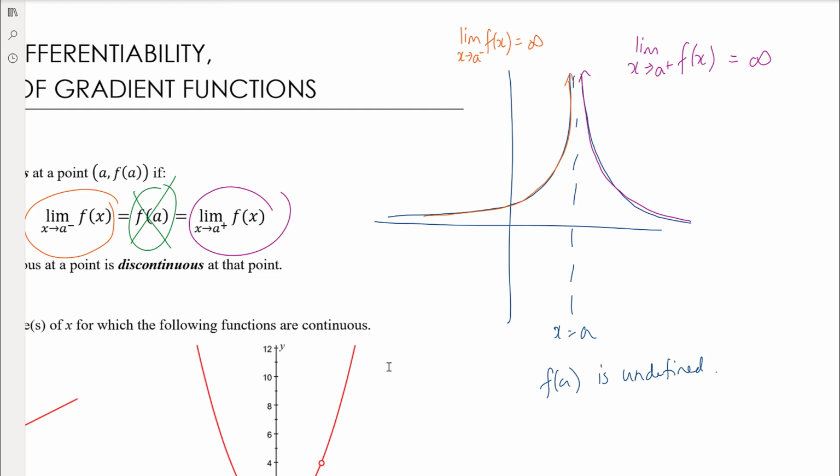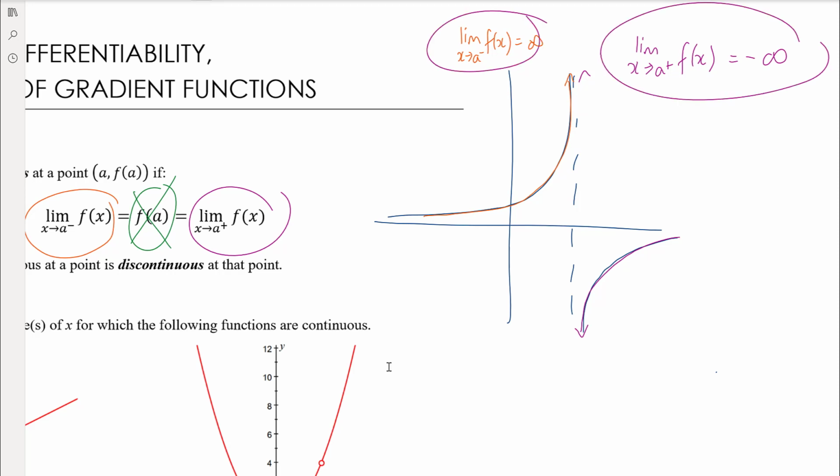Obviously, we could also have a hyperbola. In that instance, the limit as x approaches a from above of f of x would be negative infinity, and so lots of issues. Those two things actually don't equal each other, and the value of the function at a also doesn't exist, so it would certainly be discontinuous.